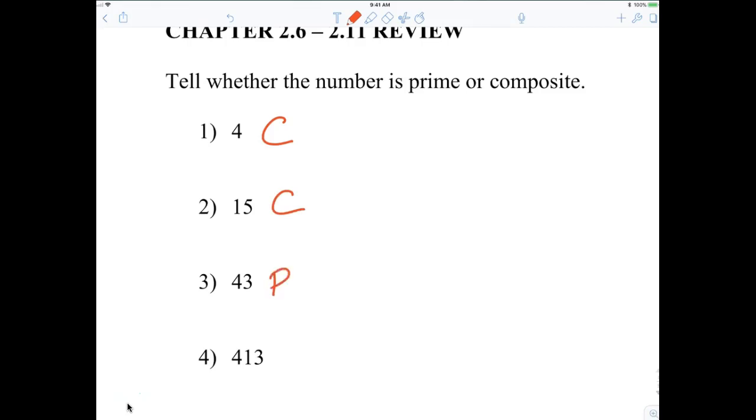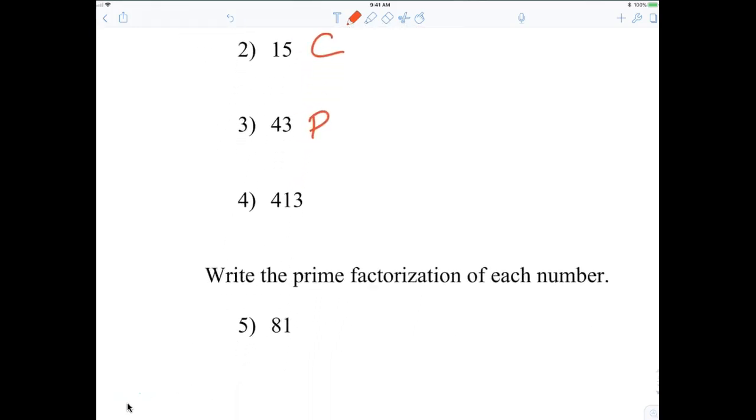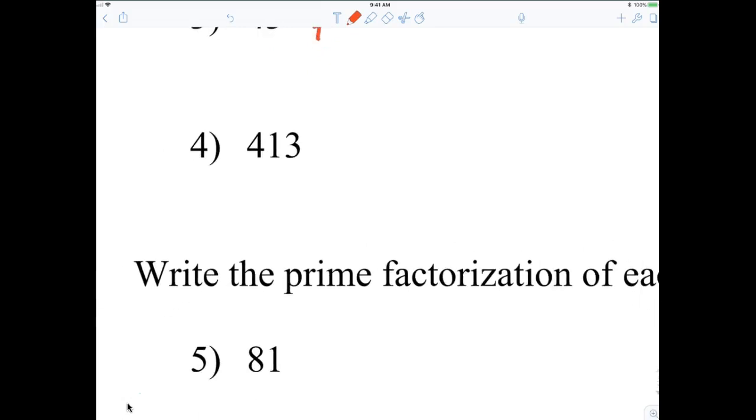What about 413? What do you think? It's composite because we added the digits and it equals 8. And what does that mean? No. Listen, that's a good mistake though. To tell, when you add the digits, it's got to be divisible by 3 or 9. That makes it divisible by that, okay? It's prime. Right, I'm looking at it right now.